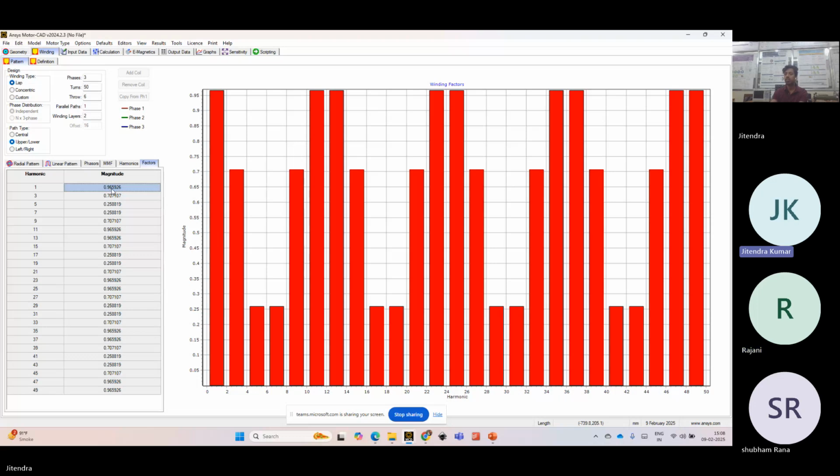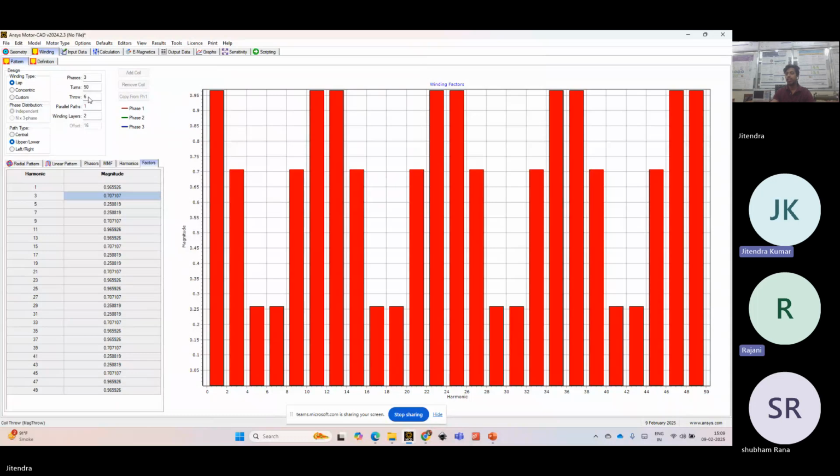You can see that the fundamental is close to 1, it is high. 0.965 is considered a high winding factor. But you also have a dominant third harmonic, that is 0.7, right? Its magnitude is 0.707. And this harmonic will be reflected into the air gap flux density if we are providing armature current to load the machine.